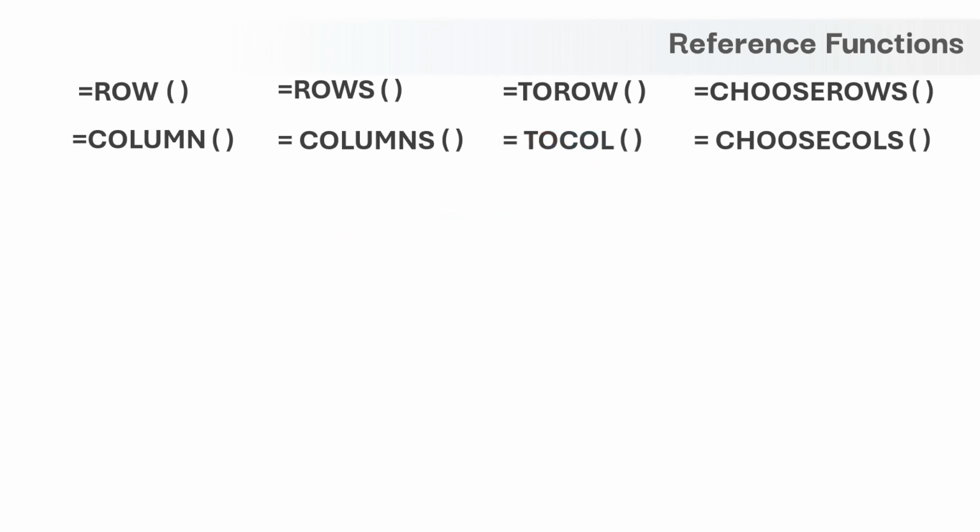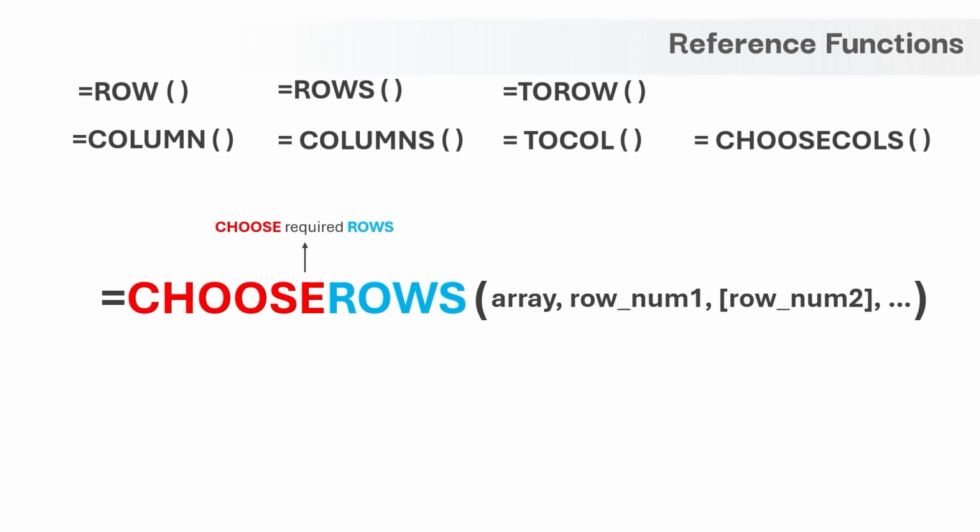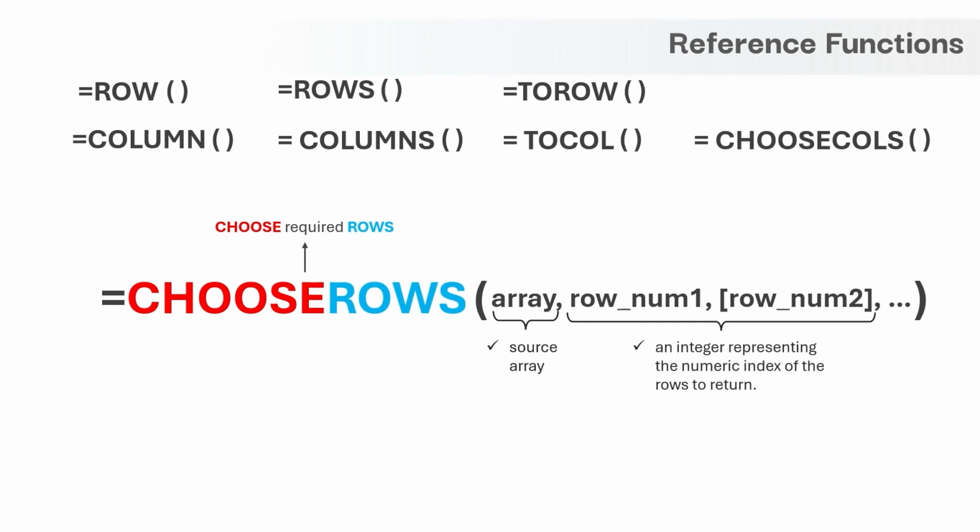The next important function is CHOOSEROWS, and it has two mandatory arguments. The function name CHOOSEROWS literally means to choose or select the required rows. Obviously, the input to the array argument will be the data with multiple rows and columns. The next series of arguments, row num1, row num2, 3, 4 and so on, will take the numerical index numbers of each row, like 1, 2, 3, as input and will return those rows as output. The sequence in which we give the row indexes as input, the output will also be in the same sequence.